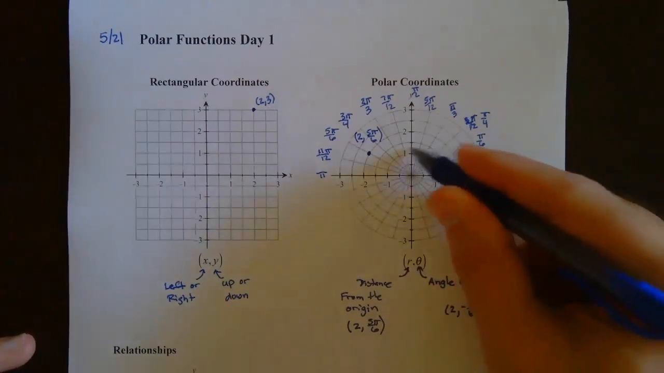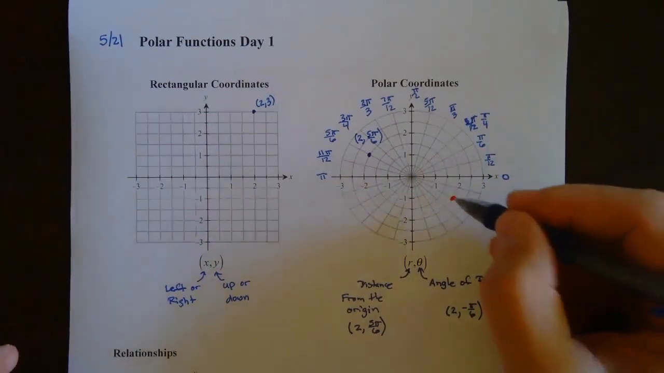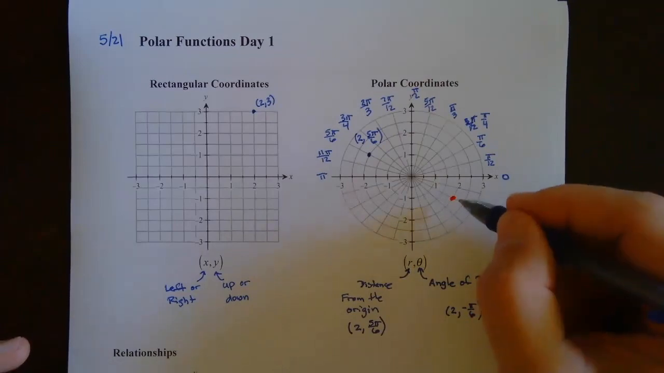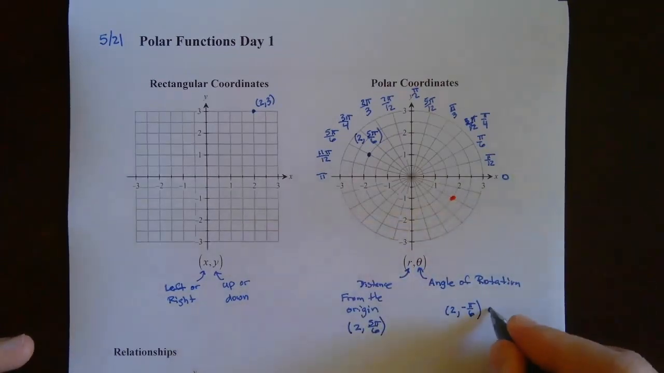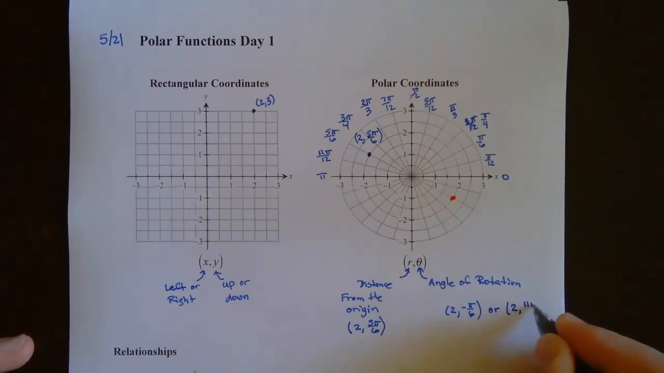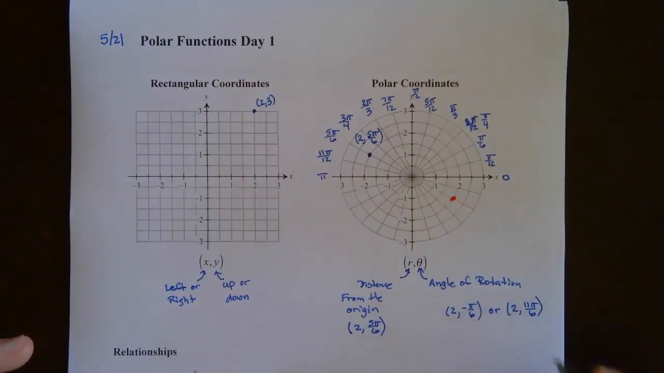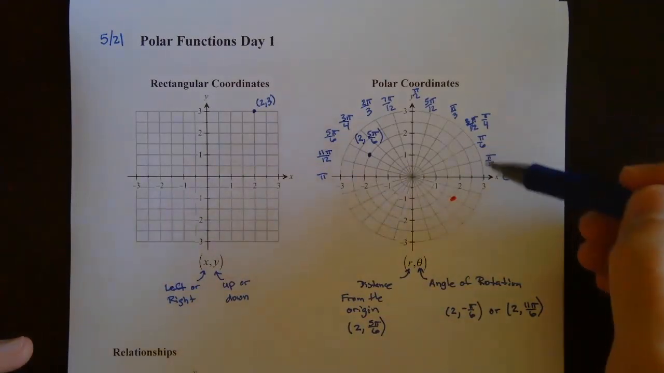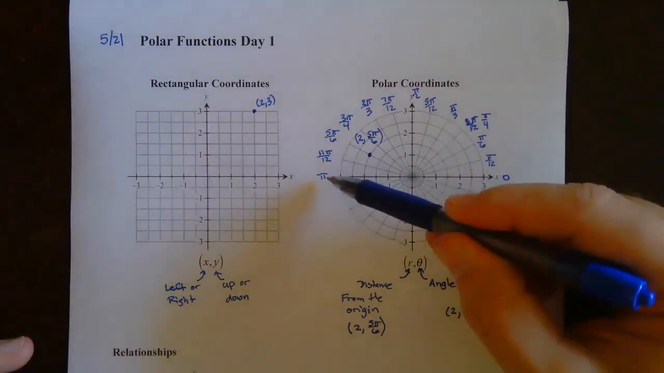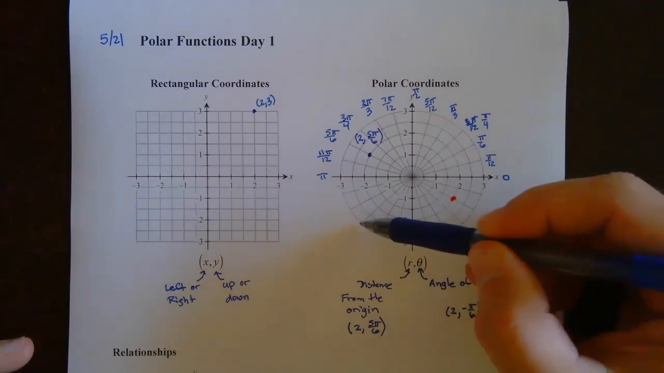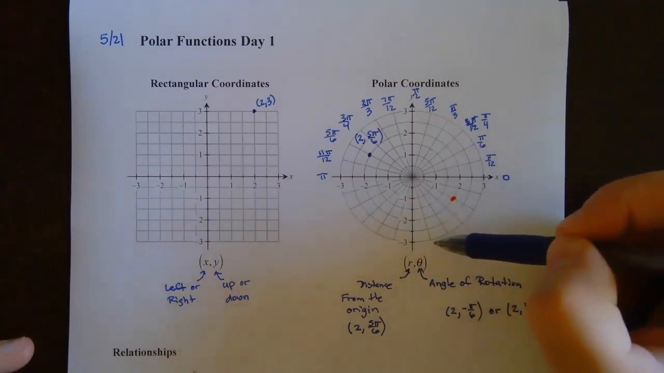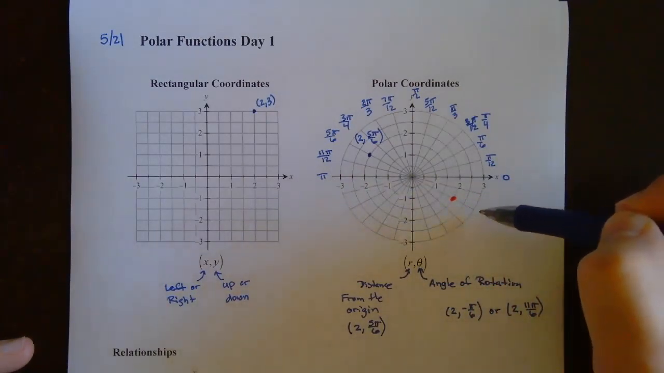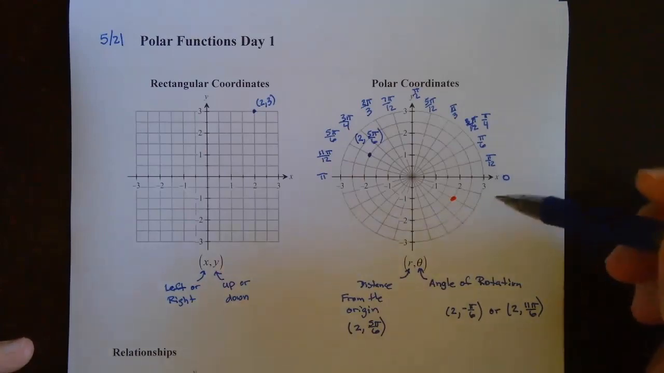You could also rotate with a positive angle, and if you rotated with a positive angle, that'd be 11 pi over 6. So we could also do the same point as 2 comma 11 pi over 6, because if we count by pi over 12s, this is 12 pi over 12, 13, 14, 15, 16, 17, 18, 19, 20, 21, 22, 22 pi over 12s, right? Which is 11 pi over 6 if you reduce it.